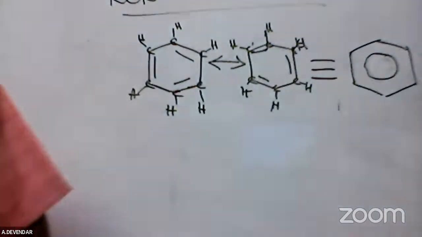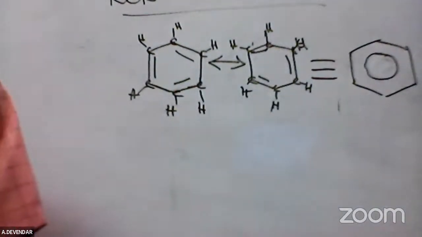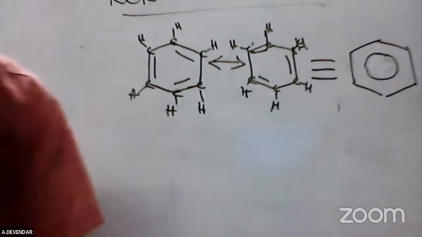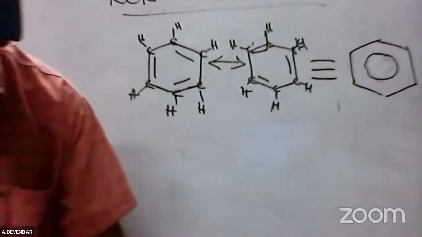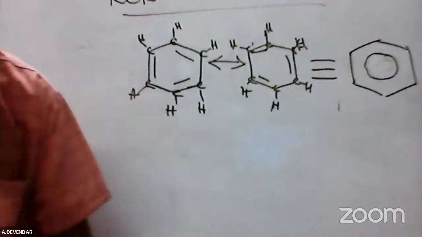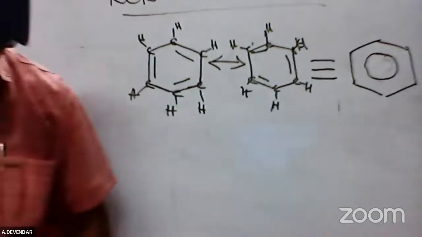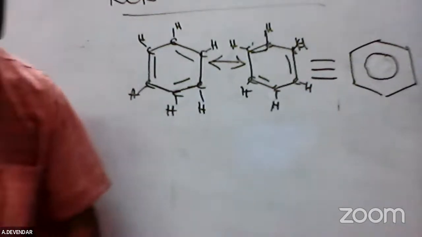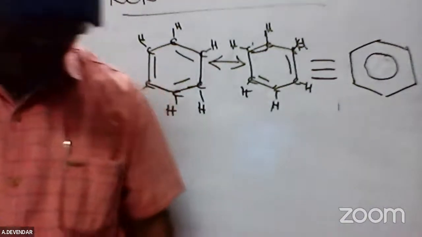So you have to use the Kekulé structure. The benzene structure is formed, and that is used for benzene. In the examination, they will ask what the benzene structure is. You have to draw the Kekulé structure, Dewar's structure, and also Ladenburg's and the remaining others also.